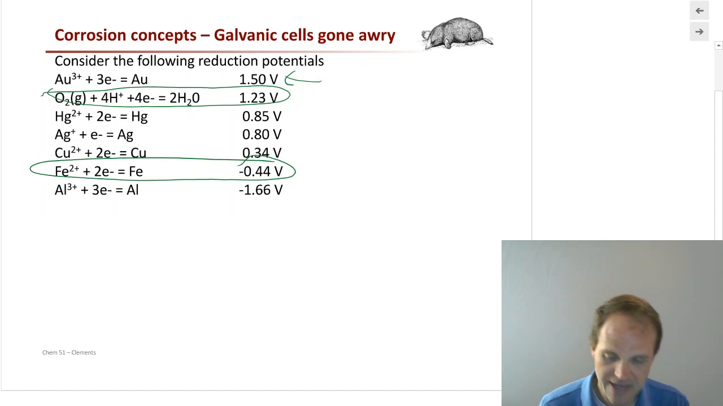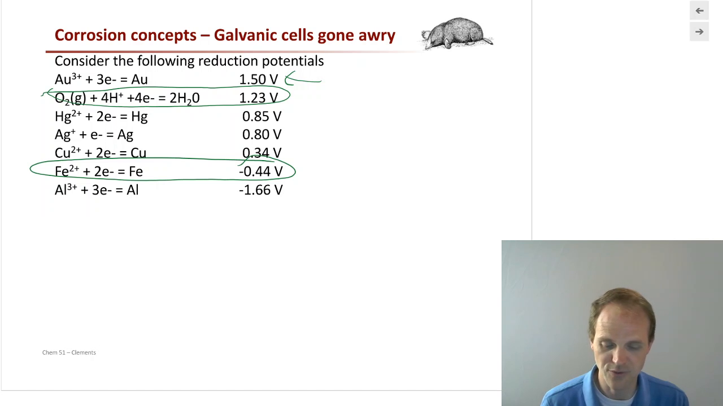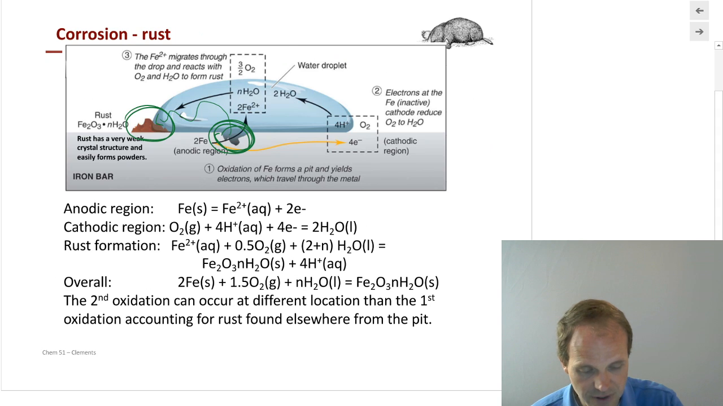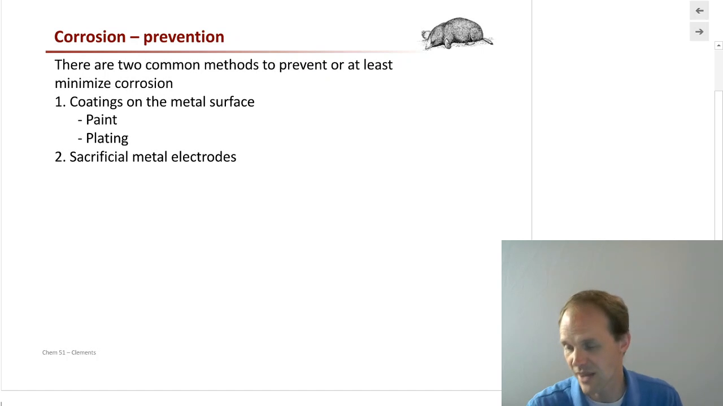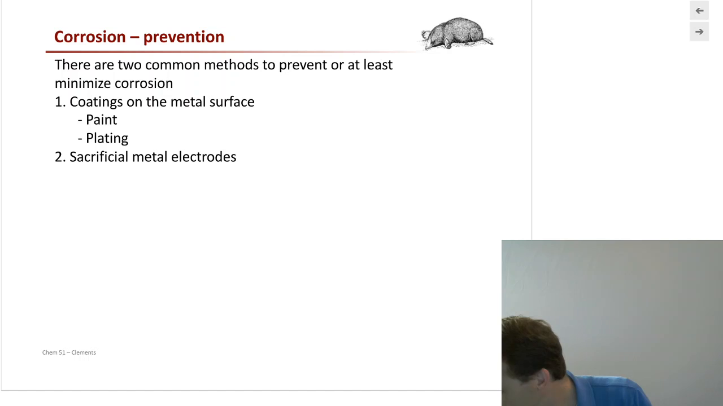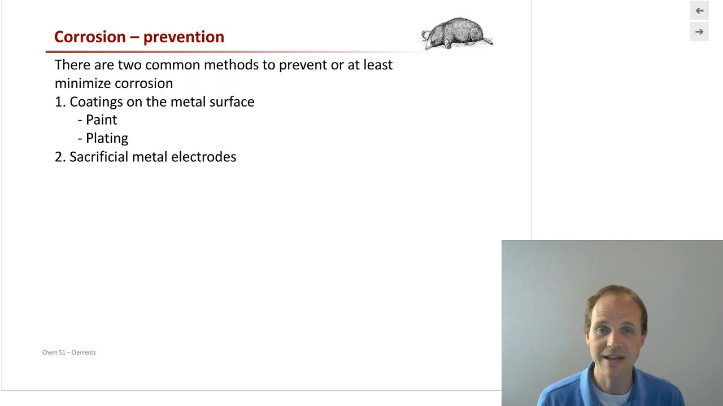So you're going to attach somewhere on the iron system something with a reduction potential of even less than minus 0.44 volts. You could attach aluminum, but it forms that protective oxide really, really quickly. So other things that people tend to use for what we call a sacrificial metal electrode are things like, I believe, magnesium. There we go. I almost said manganese, but it's magnesium. So magnesium would rather oxidize over iron.